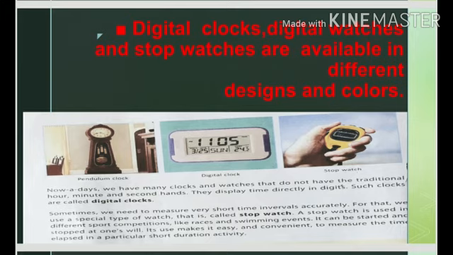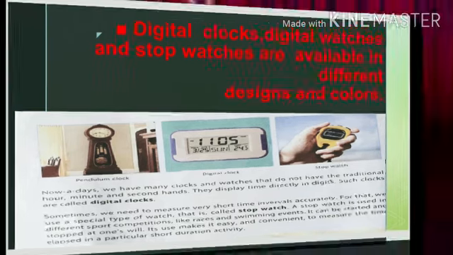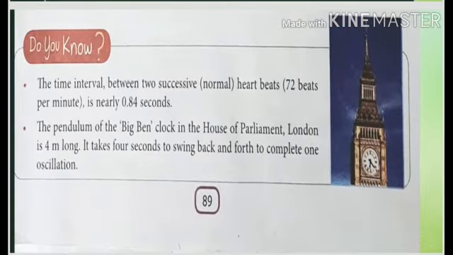Now, sometimes we need to measure very short time intervals accurately. For that, we use a special type of watch that is called a stopwatch. When quizzes are there among the houses, a duty is given to a student to handle the stopwatch. These stopwatches are used to measure the time accurately.